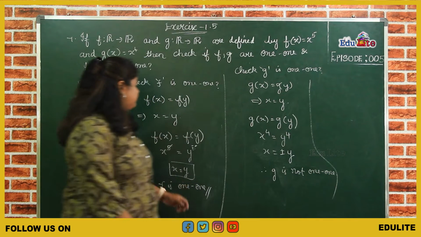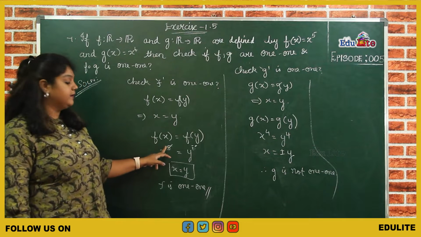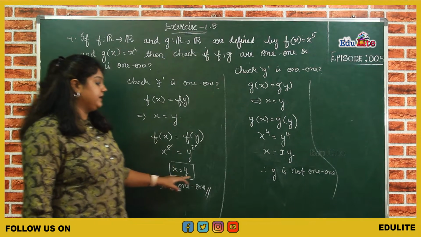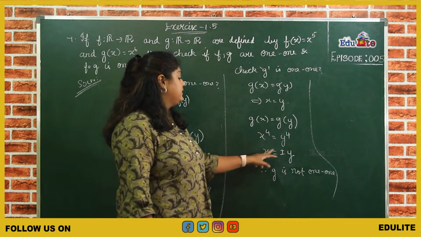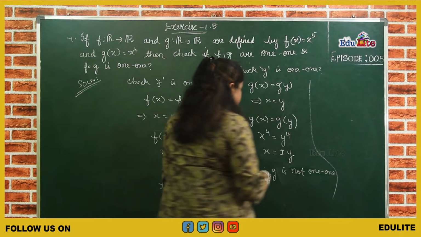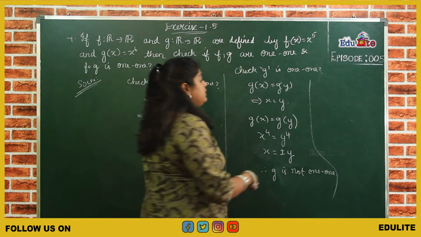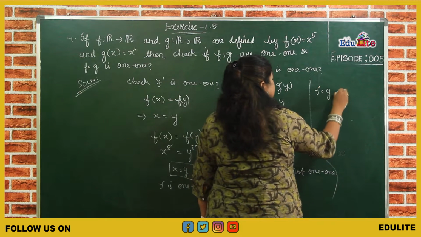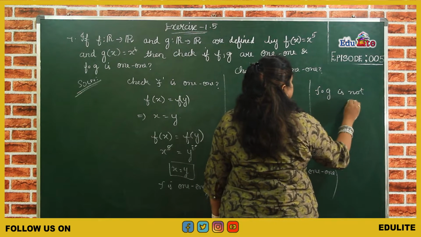So if the power of x is an odd number, we will not get plus or minus. If the power of x is an even number, we will get plus or minus. F is 1-to-1 and g is not 1-to-1. Therefore, f composite g is not 1-to-1.